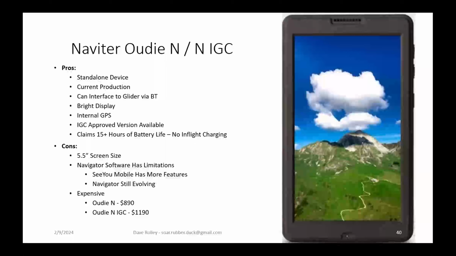The Navitier ODI and ODN IGC, good standalone device. It's current production. It can interface to the glider via Bluetooth. It's got a nice bright display, internal GPS. There's an IGC approved version available. It claims 15 hours of battery life. So it's got a 5.5-inch screen. I'm listing that as a con because I want one bigger.